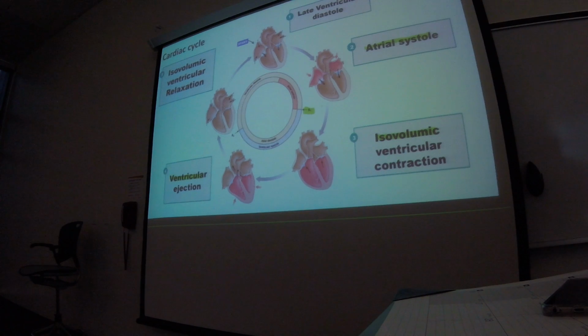Then those semilunar valves will open up, and then you get ventricular ejection, where the blood will shoot out the pulmonary trunk and aorta. And that eventually will come to a close as those semilunar valves close, creating that second sound. And then you enter isovolumic ventricular relaxation, where the heart is fully relaxed, the ventricles and the atria, but you only have filling of the atria, and eventually that will lead to filling of the ventricles, and that starts the process all over again.